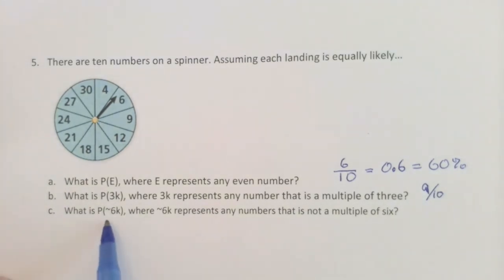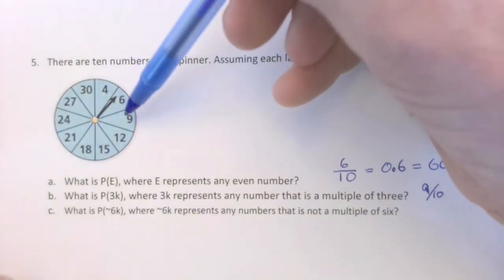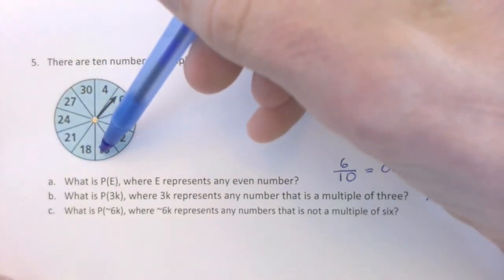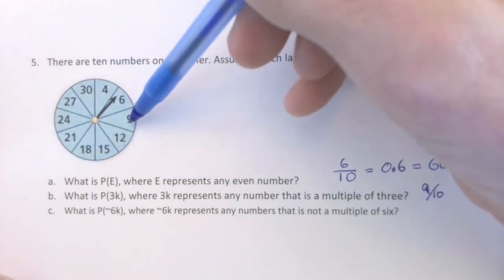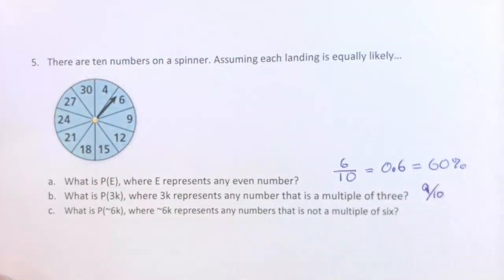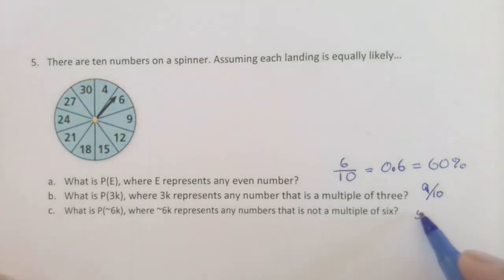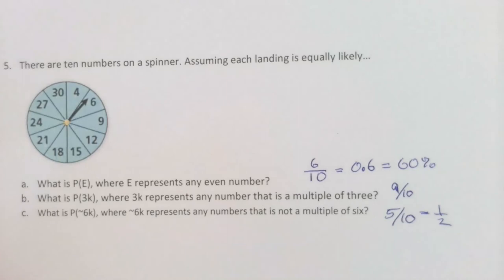Now, this little tilde or negation symbol means not. So tilde 6k means you're going to land on a number that's not a multiple of 6. What's the probability of finding a number that's not a multiple of 6? Okay, 4, 9, 15, 21, and 27. Those are the ones that are not multiples of 6. I think I counted 5 of them. So the answer to this is 5/10, which is a half, which is 50%. That's a spinner problem.